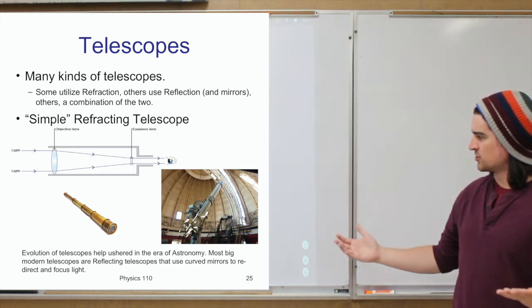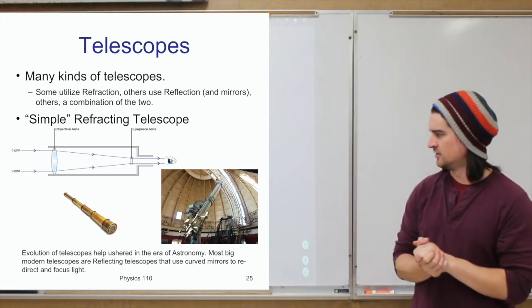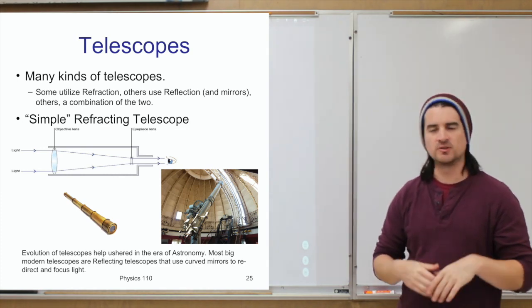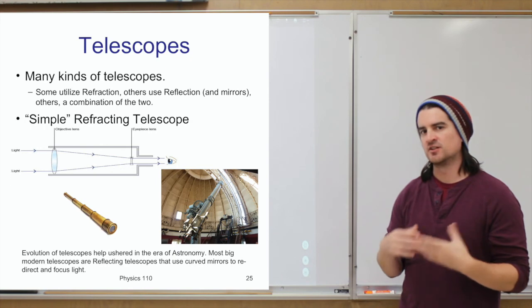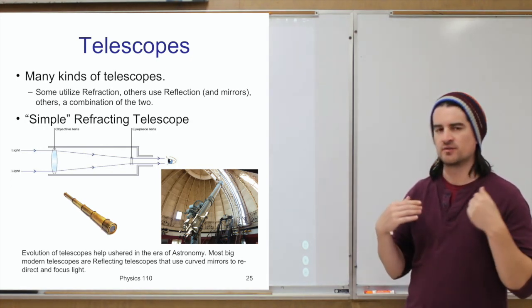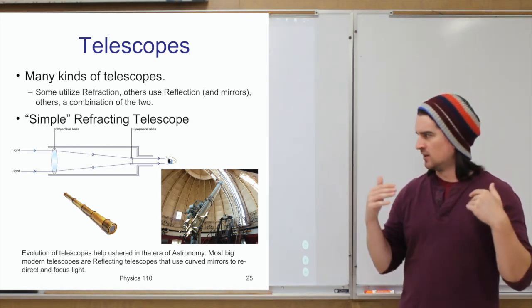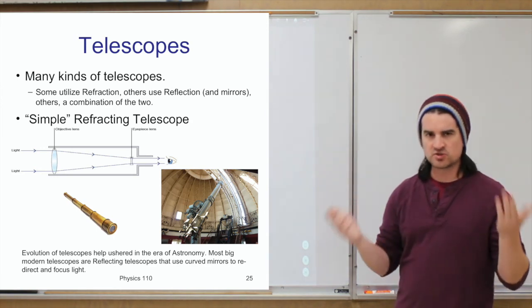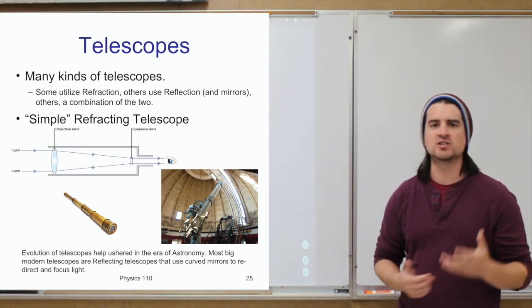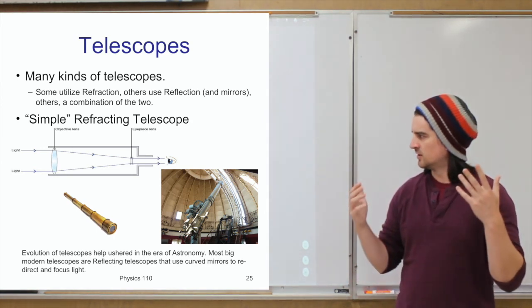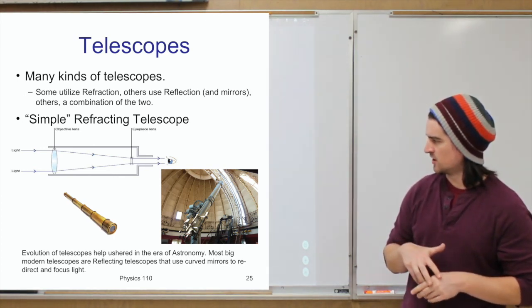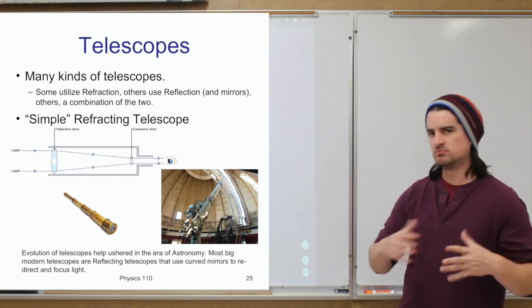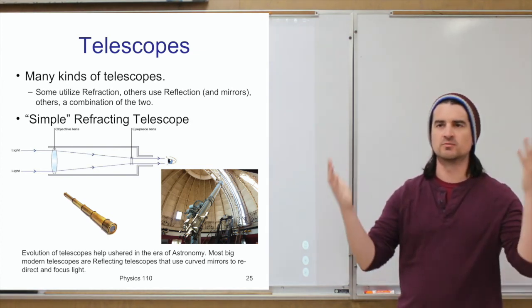And as telescopes have evolved, we've really pushed the frontier in astronomy and allowed ourselves to learn much, much more about planets, our solar system, our galaxy, our universe. Telescopes in general have played a very large part in the discovery of how much stuff there is in our universe and how wild it actually is.